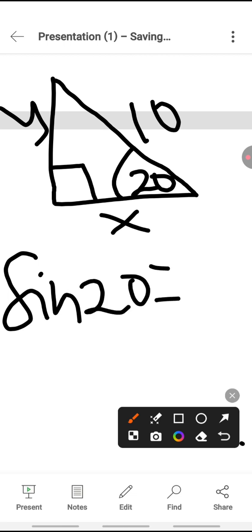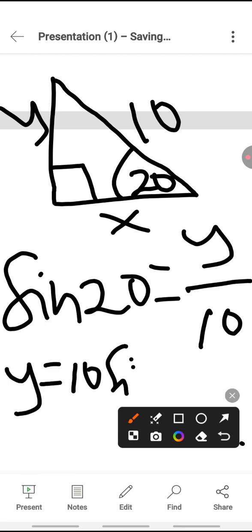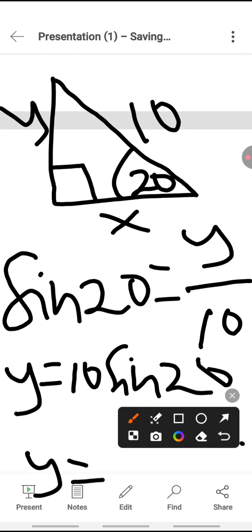So we have sine 20 is equal to our y, that's the opposite, as we said earlier, over the hypotenuse, which is 10 over here. So we make y the subject. So y is equal to 10 sine 20. You punch that on your calculator. Sine 20 is 0.34, so y is 3.4 to 1 decimal place. So that is how we can find y.